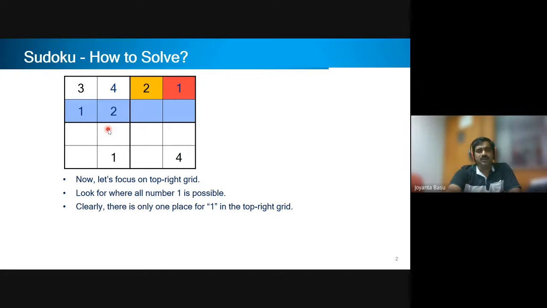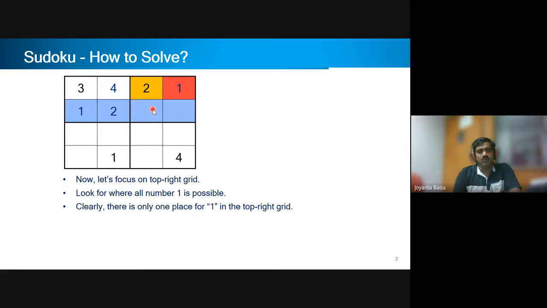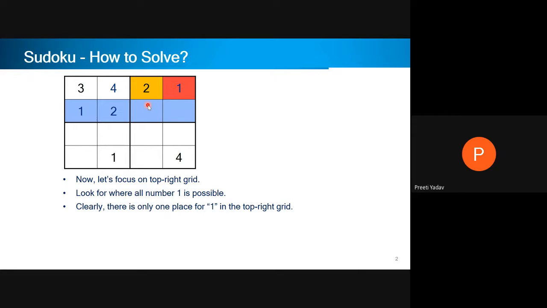There are 4 numbers. Here also there is clearly only one place for 1. You cannot write 1 here, you cannot write 1 here, because 1 is already there in this mini grid. So the only place to write 1 is here. Can anybody tell me the position of 3 and 4? Can I write 3 here or 3 here? Yes, sir. Below the 2. Why? No, below the 1. Below the 1. Okay, why?